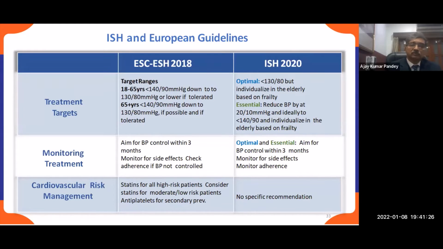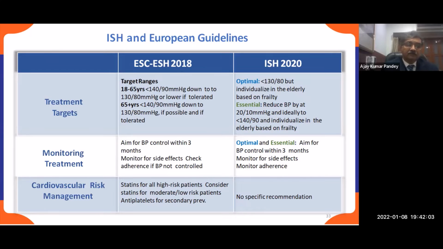If you prefer the International Society of Hypertension guidelines, 130 by 80, but individualized for elderly patients, and monitoring of treatments, aim for BP control within 3 months by the European Society, monitor for side effects, check adherence, cardiovascular risk assessment. European Society says the statin for all high-risk patients. Many of my colleagues could see my practice attitude that all high-risk patients, those who are hypertensive, diabetic, elderly, multiple risk factors, I always prescribe them statin, because statin is one of the important drugs for cardiovascular risk reduction.